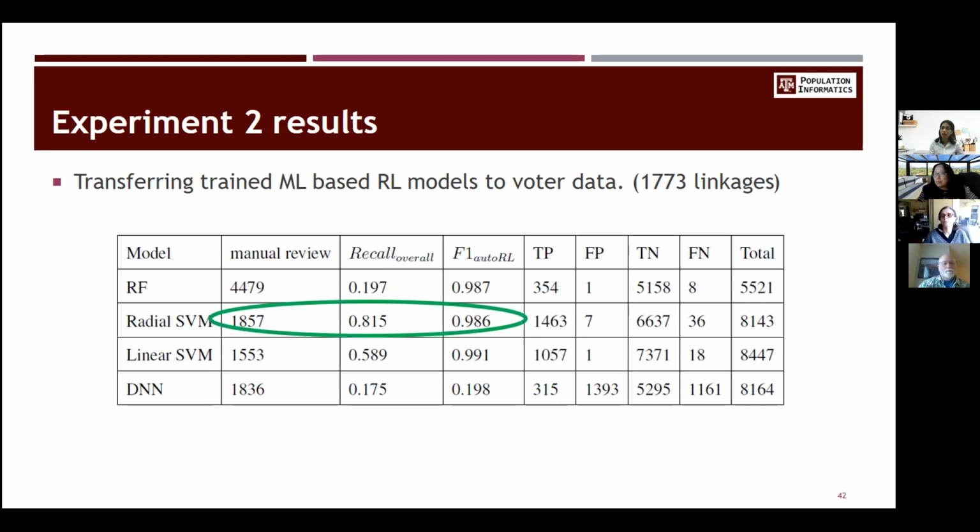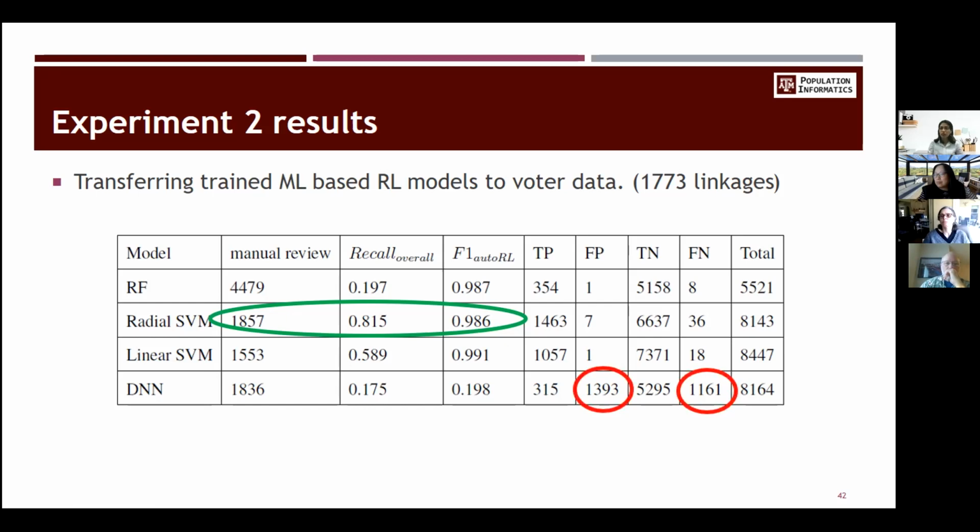The best result is obtained by radial SVM. As you can see, the recall is 80%. So 80% of true positive pairs were caught by the machine learning algorithm.